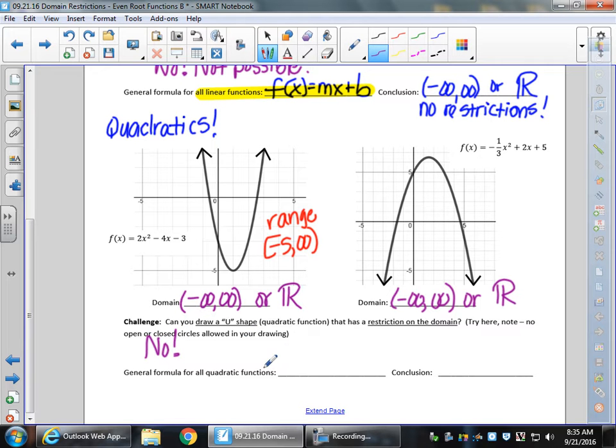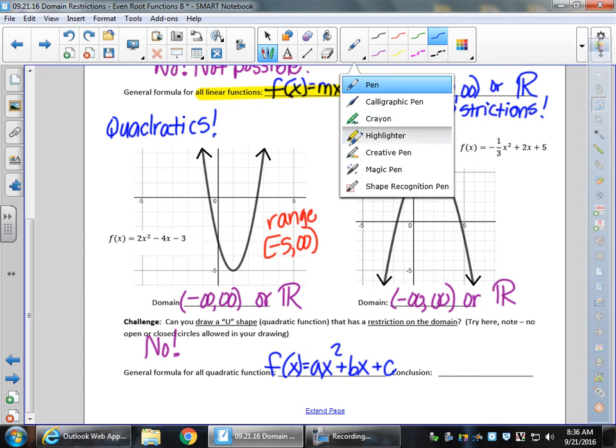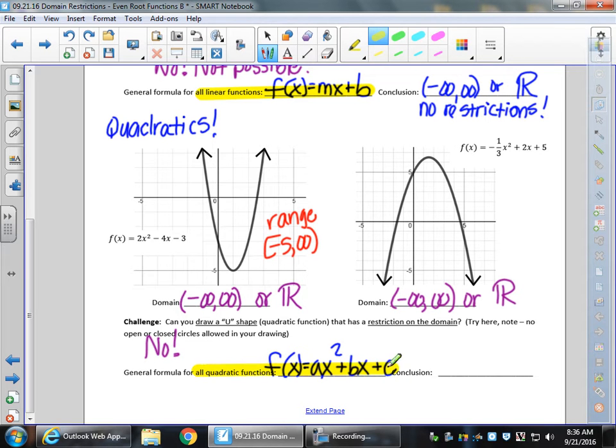So, from Algebra 1, does anybody remember our general formula for quadratics? I'll start you off. F of x equals ax squared plus bx plus c. Let's highlight that. So all quadratic functions, what's our conclusion? What's the domain for all quadratics? No restrictions.